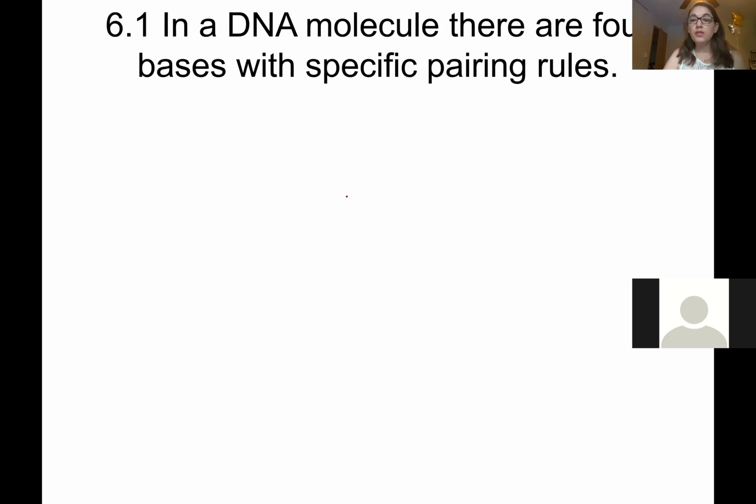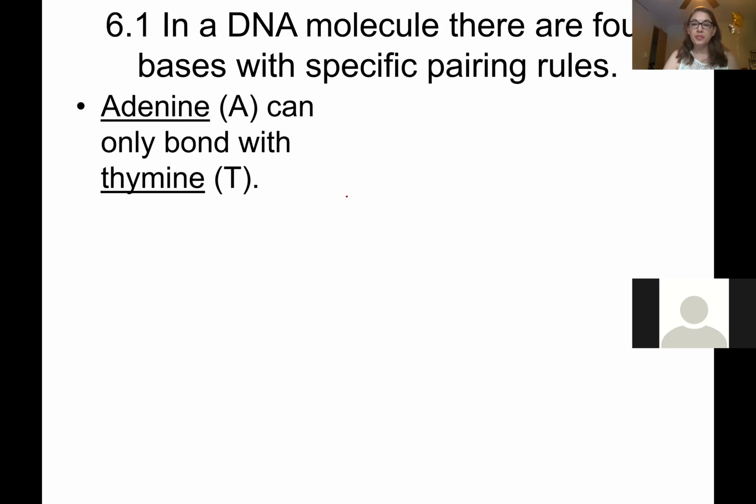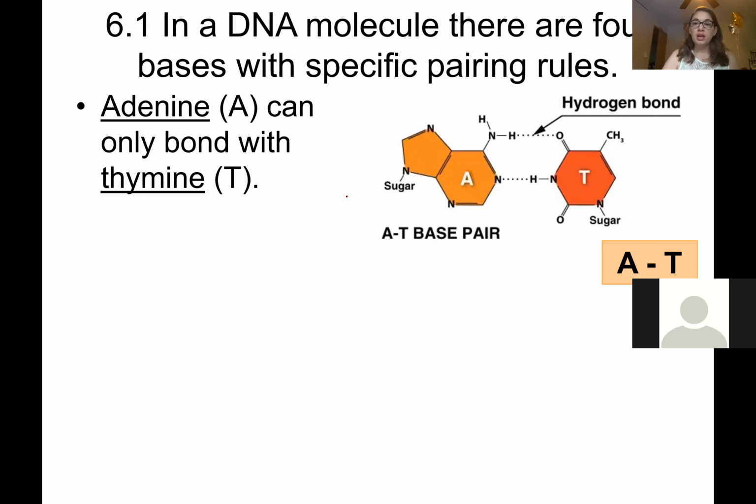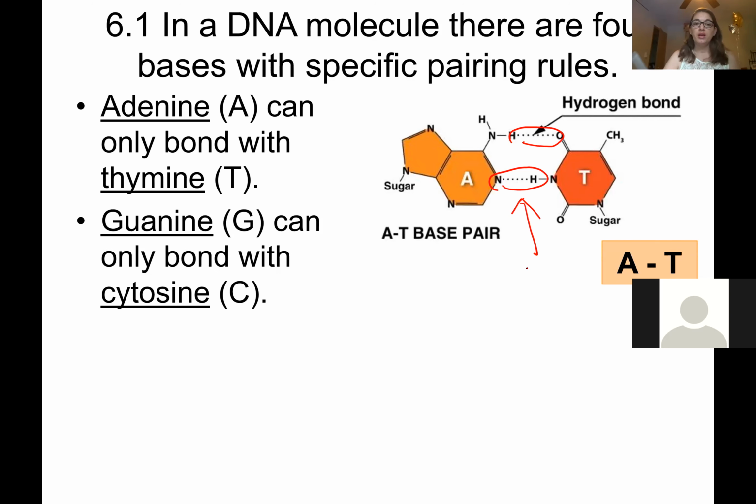There are 4 nucleotides that we associate with DNA, and they have very specific pairing rules. Adenine only binds with thymine. We abbreviate adenine with A and thymine with T. Adenine and thymine always bond together with a double bond. There's a bond there, and there's a bond there, so it's a double bond.